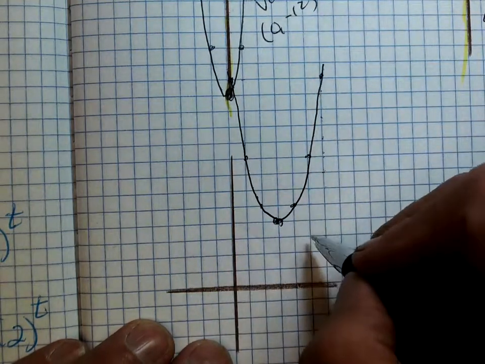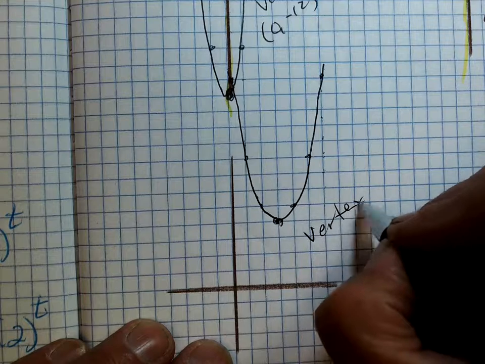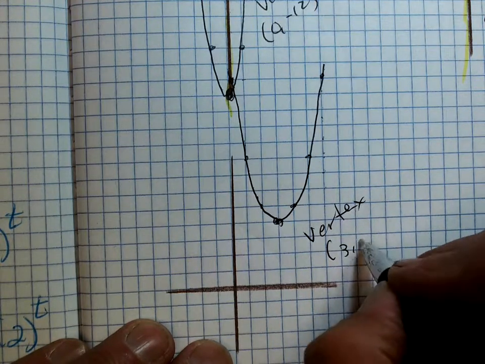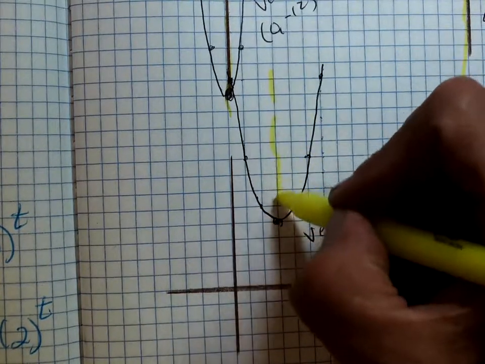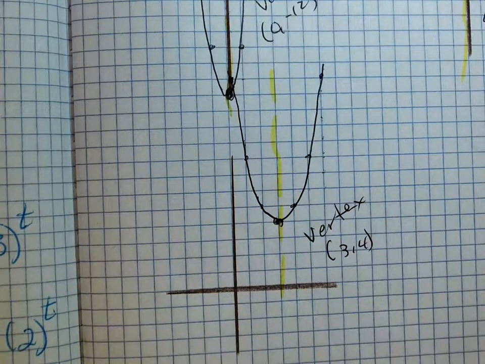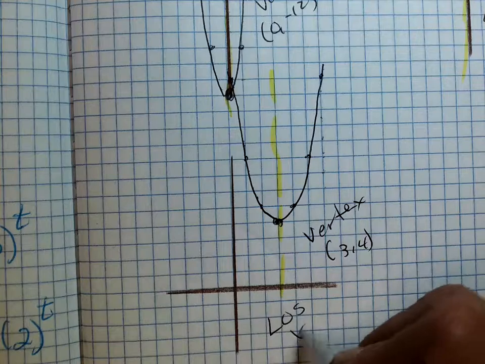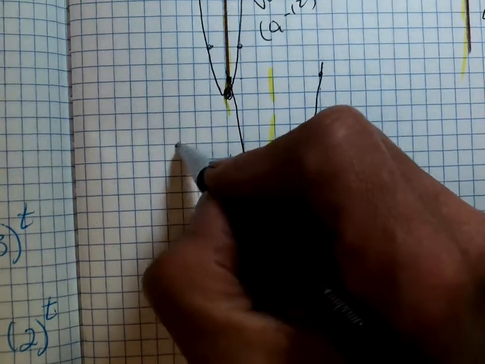There it is. Vertex is at 3, 4, and my line of symmetry goes right through the vertex. Line of symmetry is at x equals 3. Okay, that's number 3.